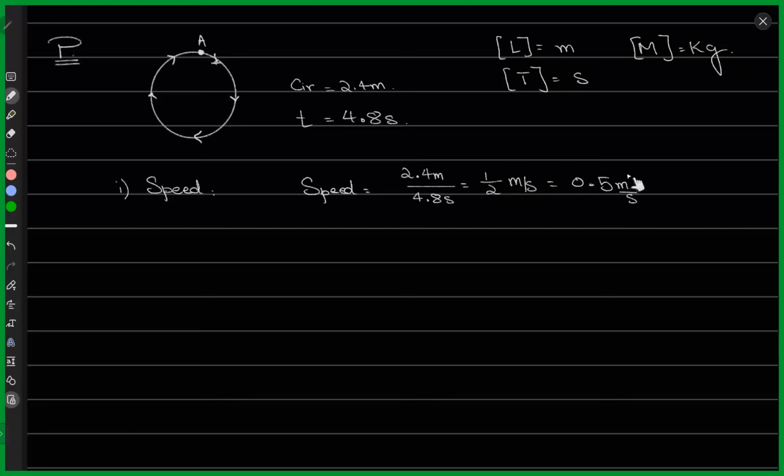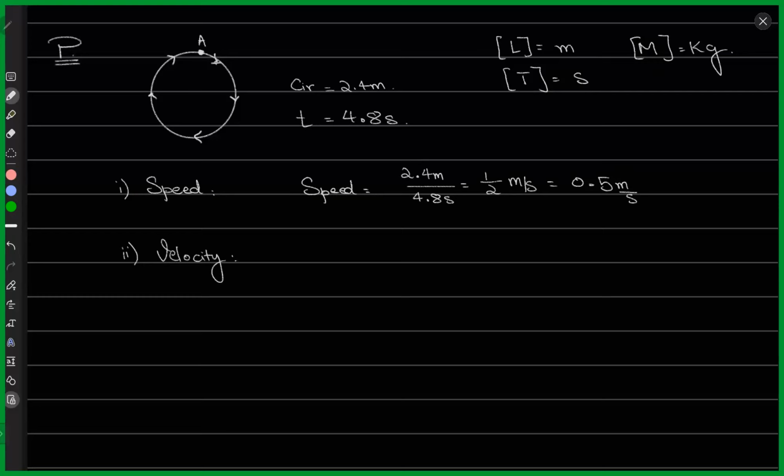Now that was very simple, right? We just had a formula, we put some values in it, and we got the answer. So the average speed is 0.5 meters per second. So every second that passes, the toy train covers 0.5 meters. Exactly. Now, what about velocity?